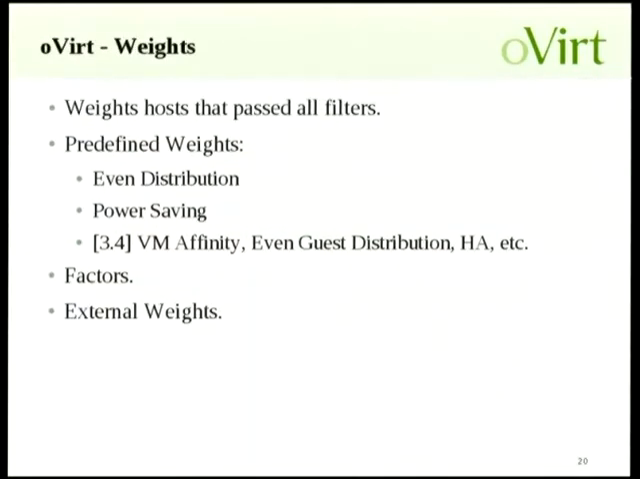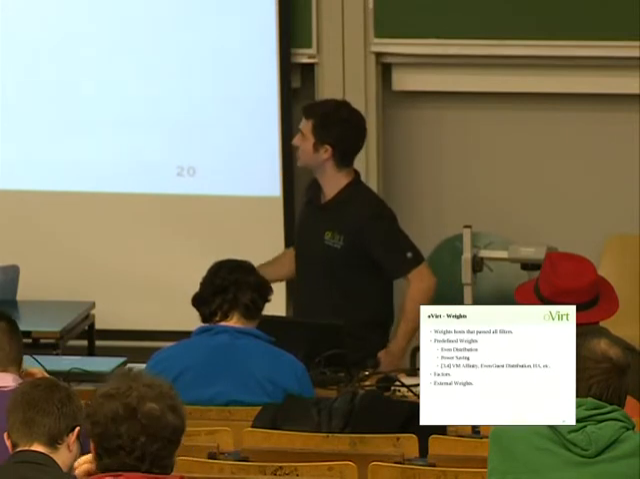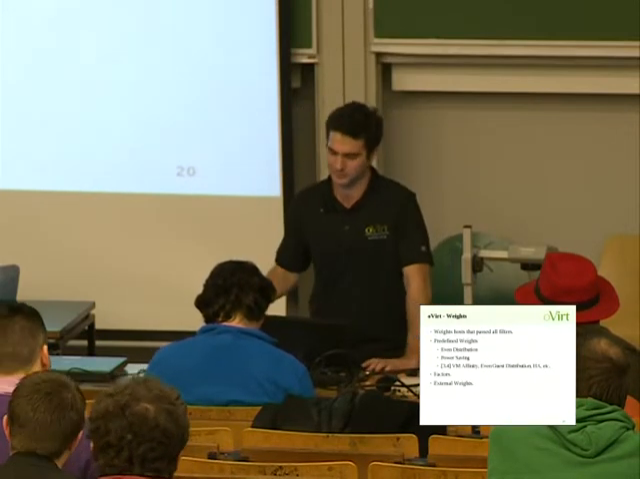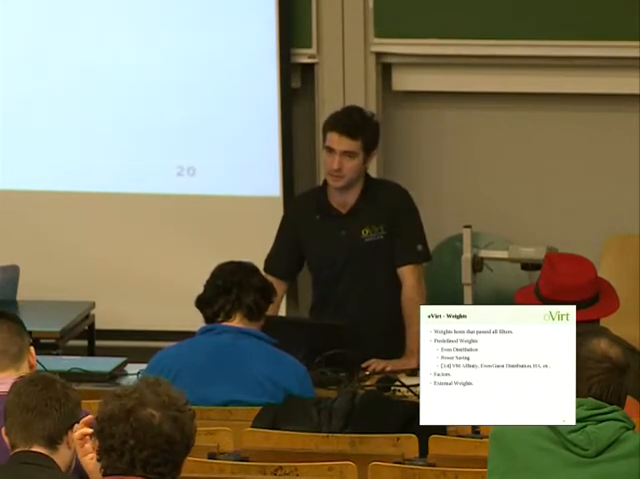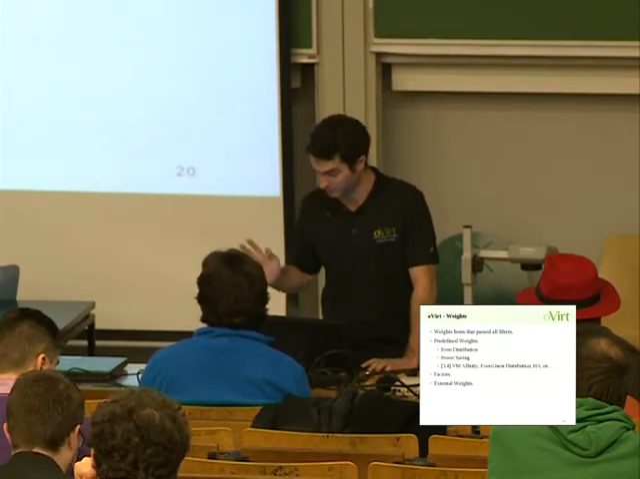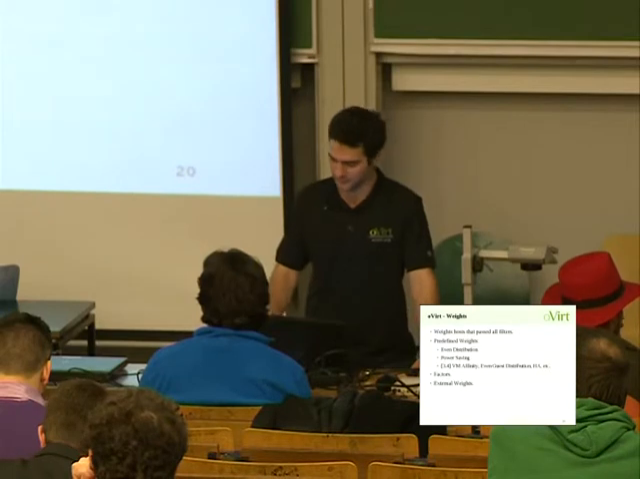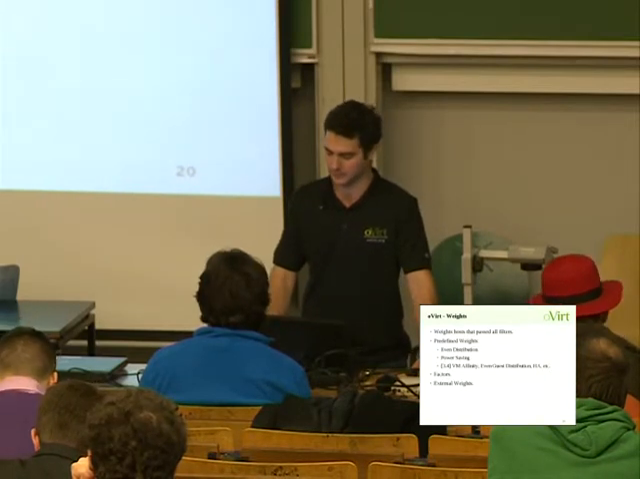Let's talk about the weights. It weighs all the hosts that pass through the filters. We have predefined weights, where the first two are CPU load weights, and then in 3.4 we added a lot more weight models, which is kind of easy now because we have the new architecture. Each filter can have factors, so we can prioritize the filters. Each weight can have factors, so we can prioritize the weights using factors. We can also add external weights.